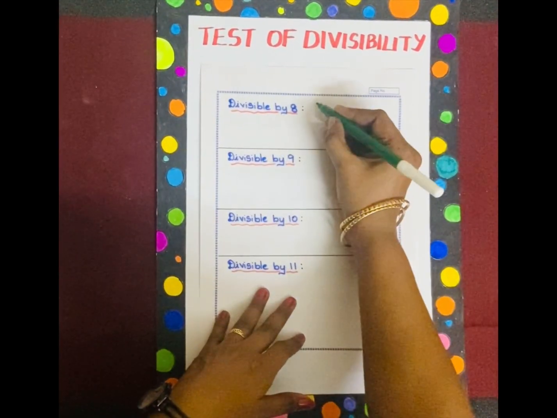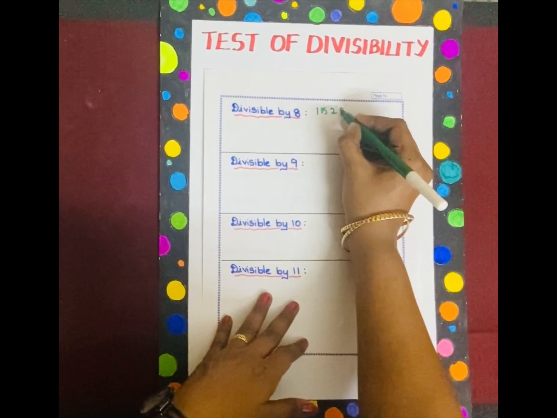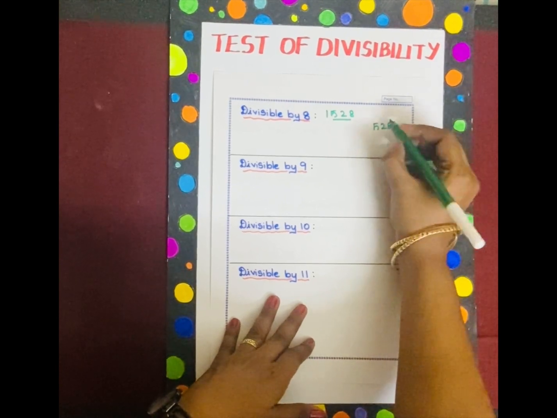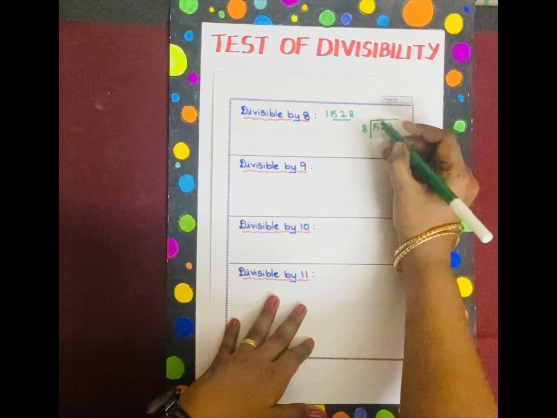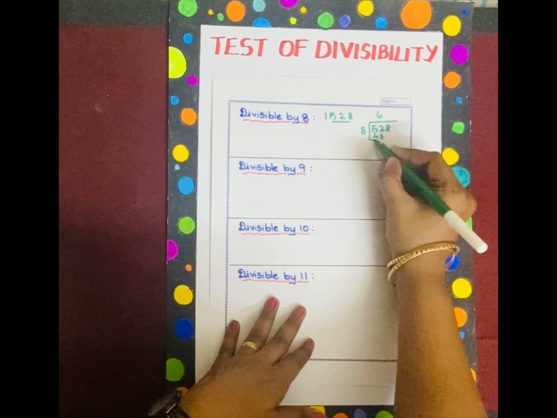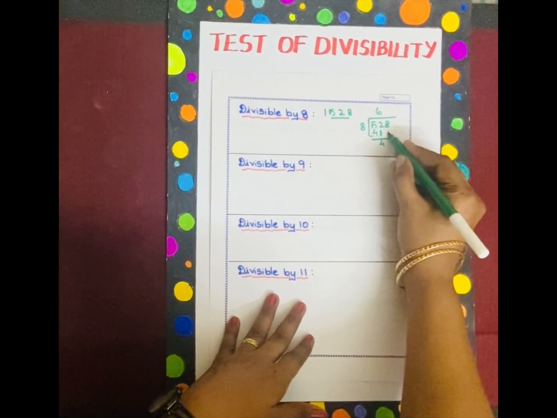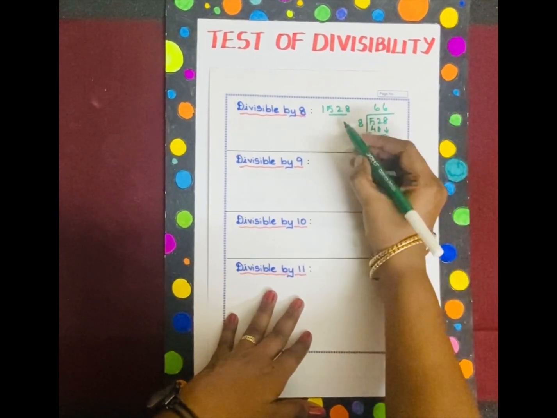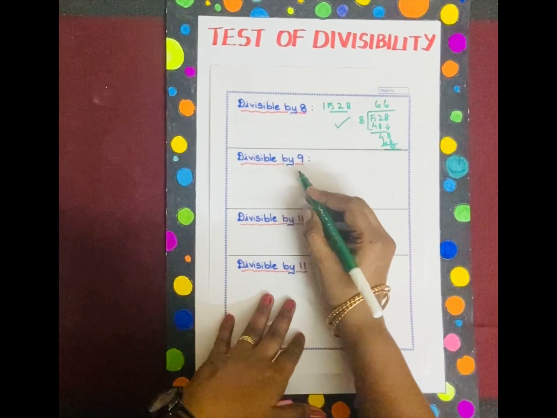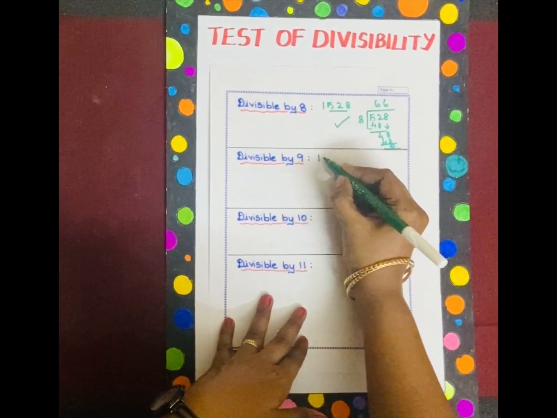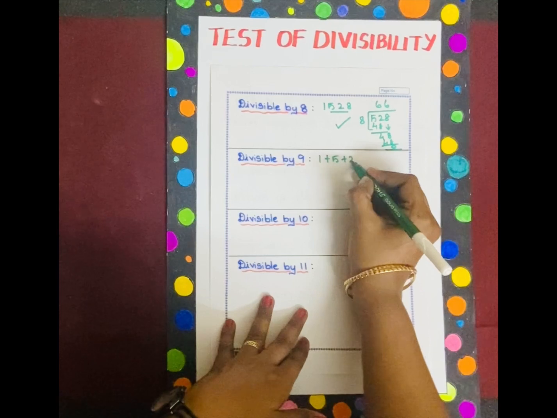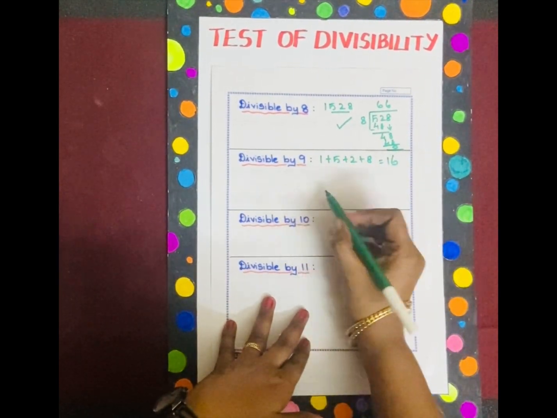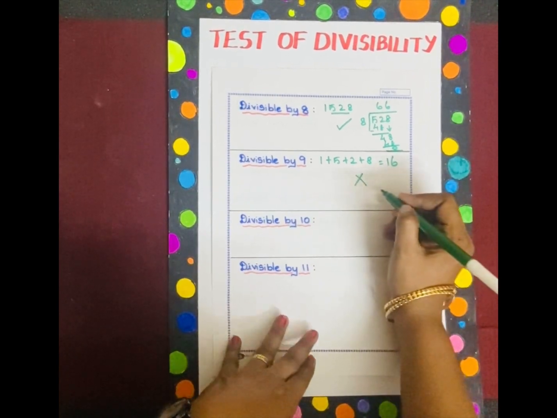Divisible by 8. 1528. We have to check the last three digits. 528 divided by 8. 8 sixes are 48, minus 4. You have to bring down the 8. Then again 8 sixes are 48, 0. So it is divisible by 8. Divisible by 9. We have to add these digits. 1 plus 5 plus 2 plus 8 is equal to 16. 16 is not a multiple of 9. So it is not divisible by 9.